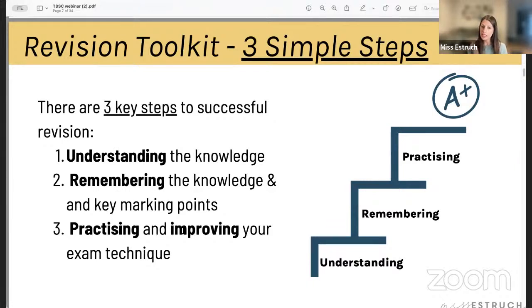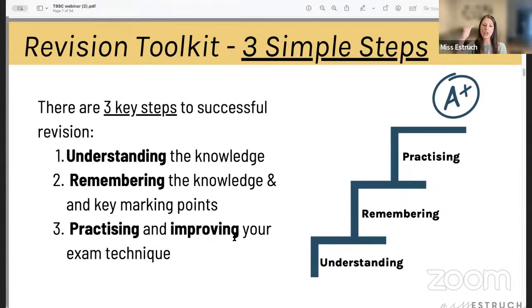So the 3 key steps to successful revision are: you need to start at the bottom and make sure you have a solid understanding of the information. Then you can go up to the next step, which is making sure you can remember that information. And then when you understand and remember it, you go up to the final step of your revision, which is practicing and improving your exam technique. So these are the 3 steps. They should be done in this order.